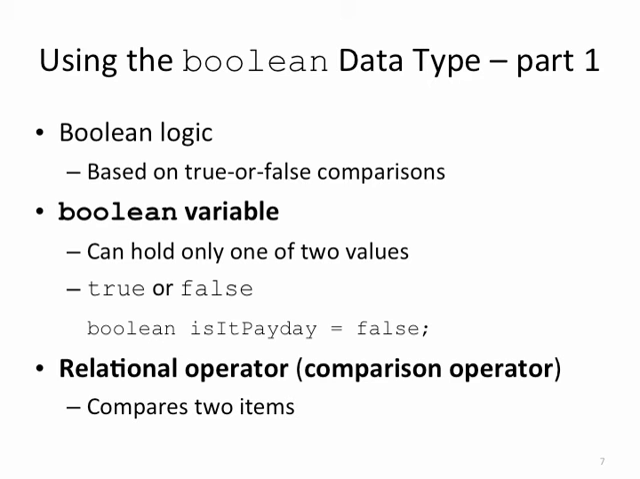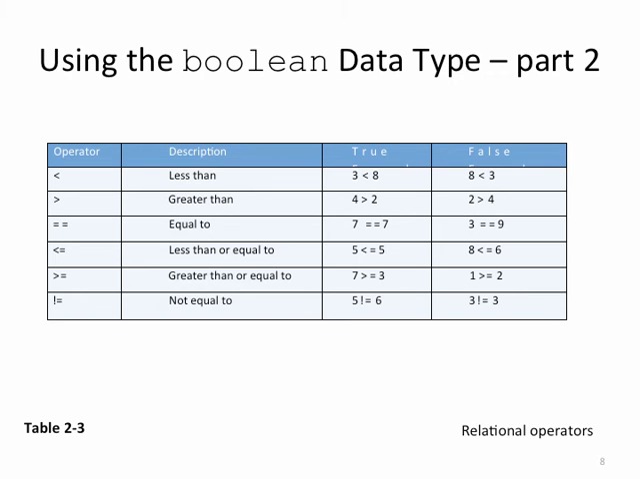The relational operator is also called the comparison operator, and it can be used to compare two values, and it results in a Boolean answer. The comparison operator, the relational operator, will yield either a true or a false result. Here's a nice table that illustrates that.